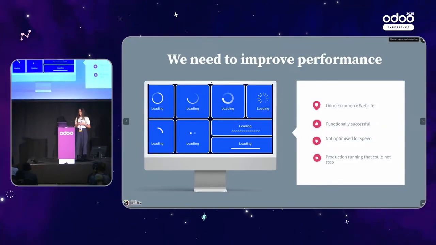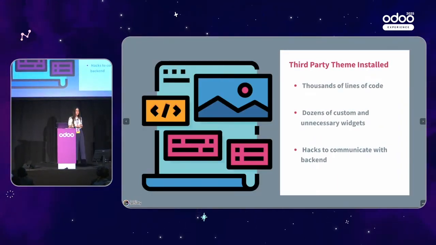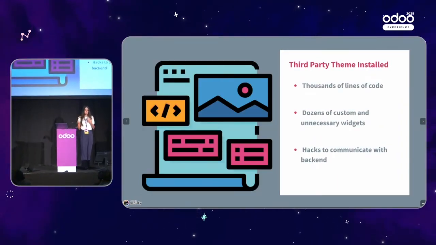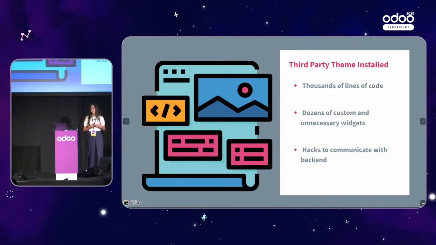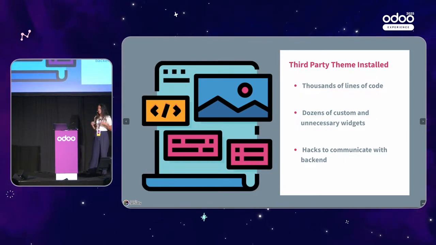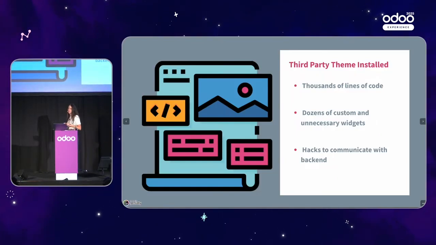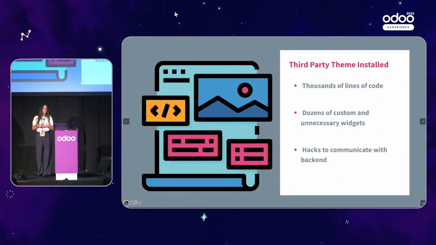So the first thing that we noticed while analyzing the code was that they were using a third-party theme, which was optimized for a big number of features, but like we said, not for speed. It had a lot of lines of code. It had also a few custom widgets that were not being used and that were necessary. So it was difficult to speed up the website. It was also using hacky methods to communicate with the backend. So we knew we needed to do something about this.